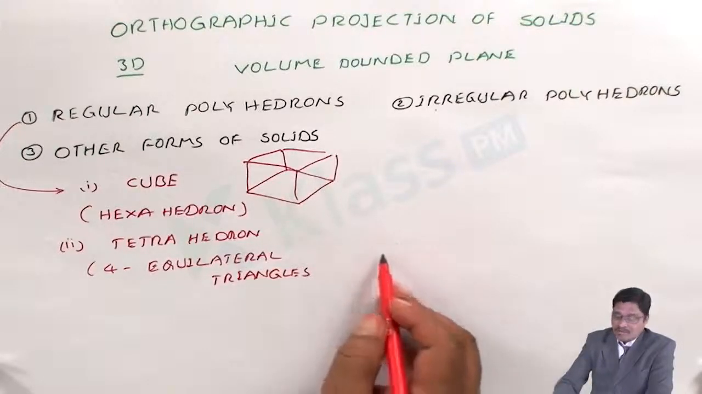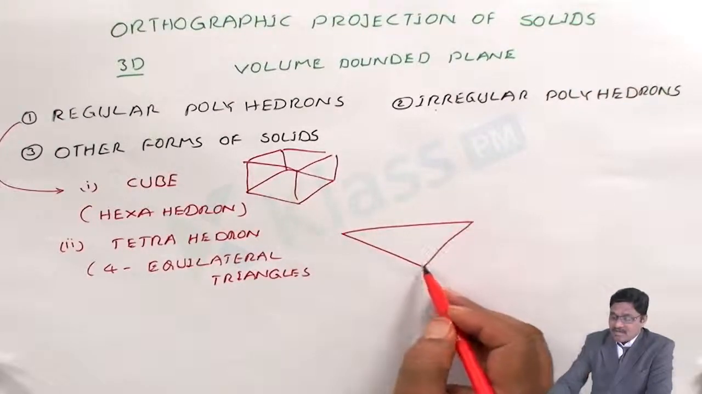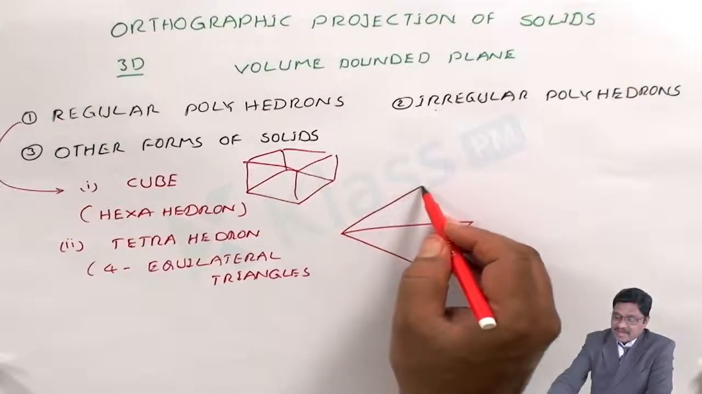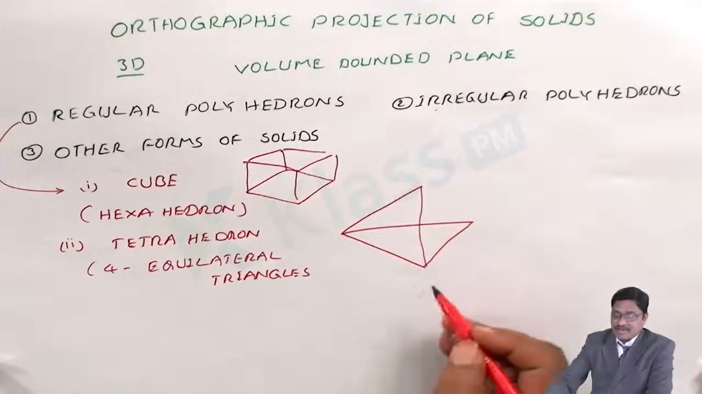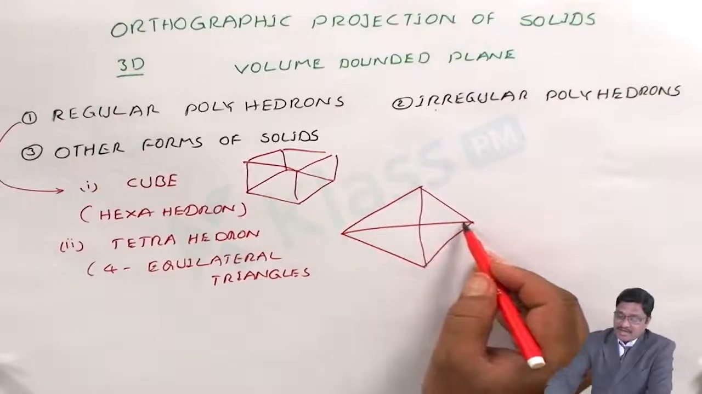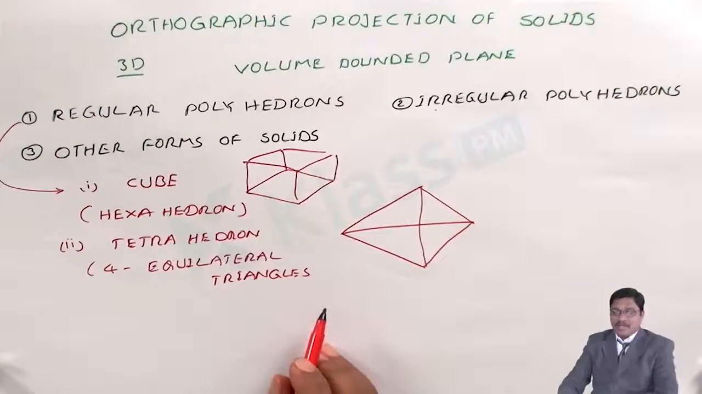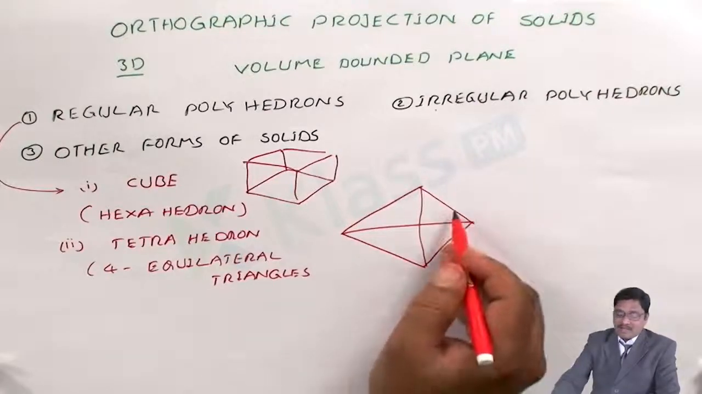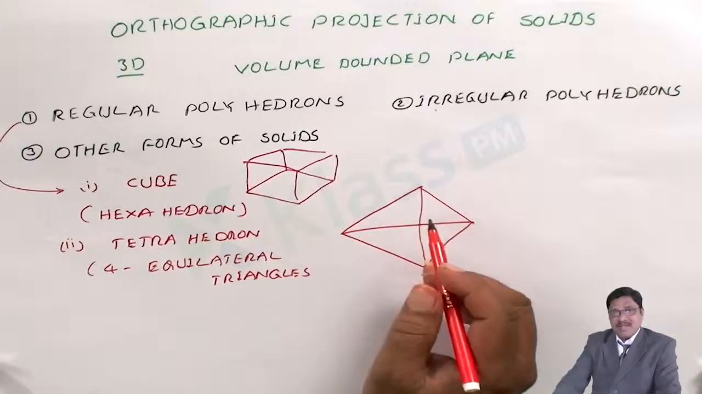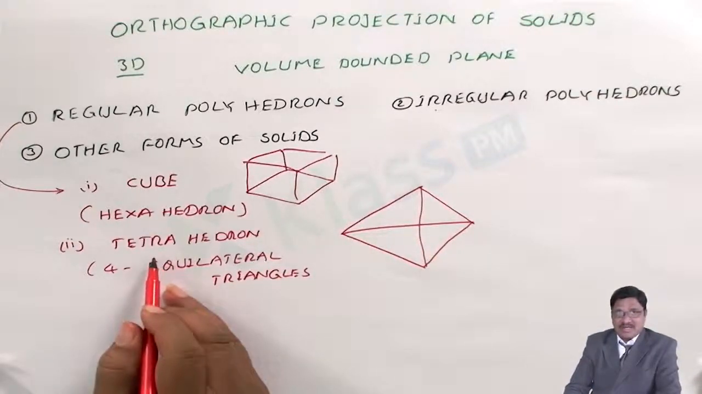That means the bottom base is a triangle and connecting with each side is a triangle. Again, connected to this edge also a triangle, and connected to the behind surface also a triangle. If I am placing all the 4 equilateral triangles together such that it makes a certain volume, then that object is known as a tetrahedron.